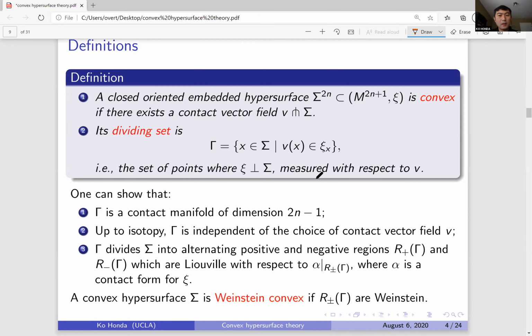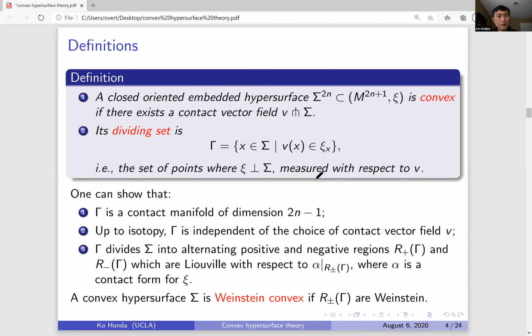Okay, and one of the things is that I have to give a special definition called a Weinstein convex hypersurface. A convex hypersurface Sigma is said to be Weinstein convex if R plus and R minus are Weinstein. So in this particular case, most of the convex hypersurfaces we'll deal with today will be Weinstein. So the dividing set will be connected.